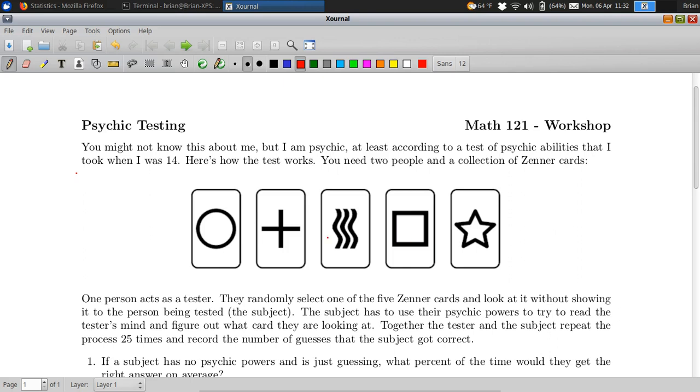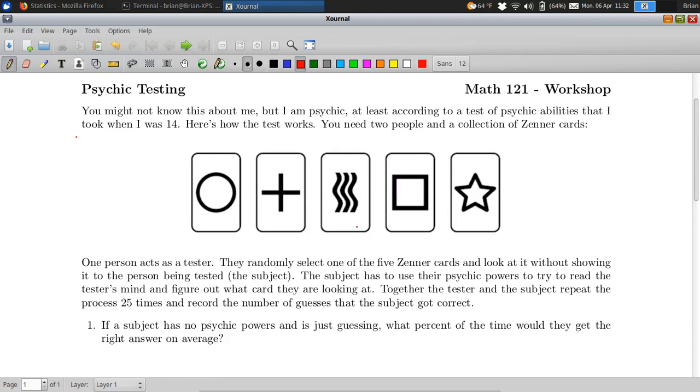And I actually took this test when I was 14. My cousin and I were testing each other to see if we were psychic, and it turns out I did really well. I got 10 out of 25 right. And so we'll come back to that and see if that's evidence that maybe I'm psychic. But let's get started with the questions here.